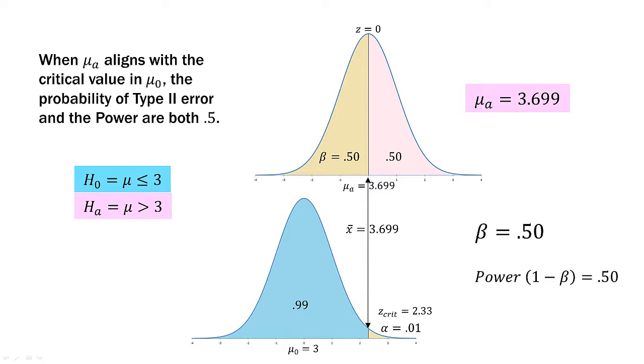So what we can say is that when our alternative population aligns with the critical value in the hypothesized population, the probability of type 2 error and the power are both 0.5.